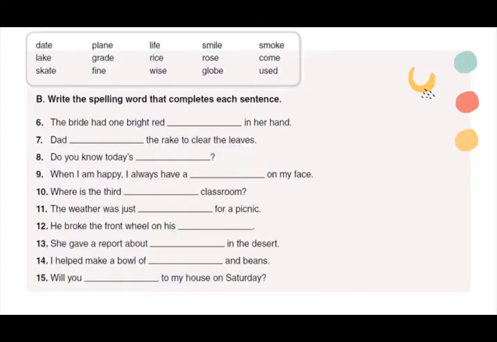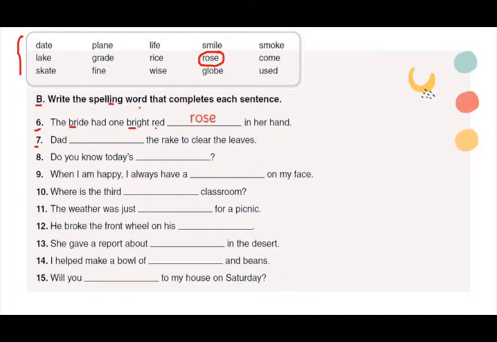We are still in our phonics practice using the same words, but here in this section, write the spelling word that completes each sentence. Sentence 6. The bride had one bright red what in her hand? What do brides usually hold in their hands? They hold roses, right? So the answer here is rose.